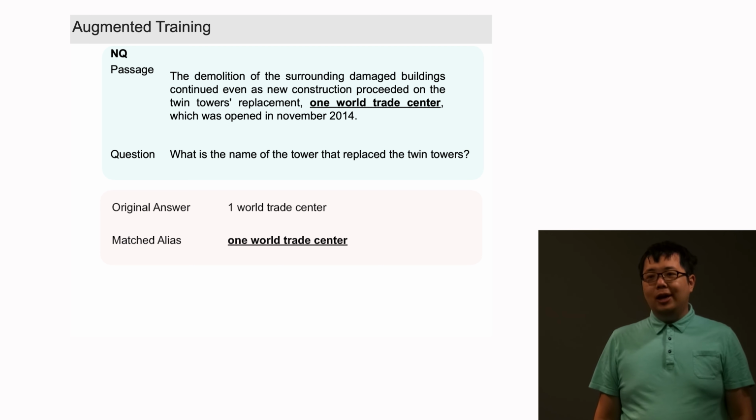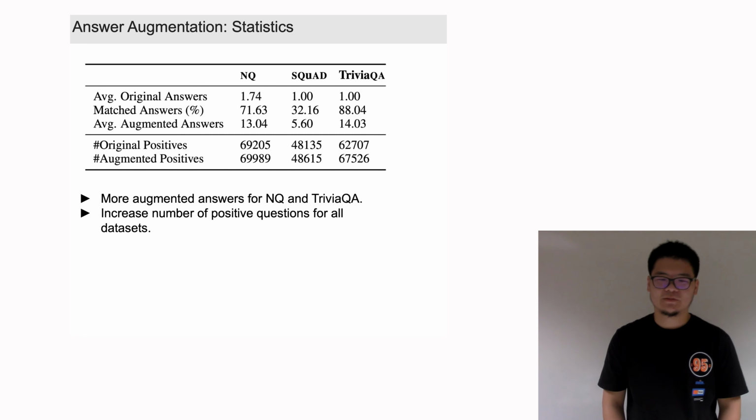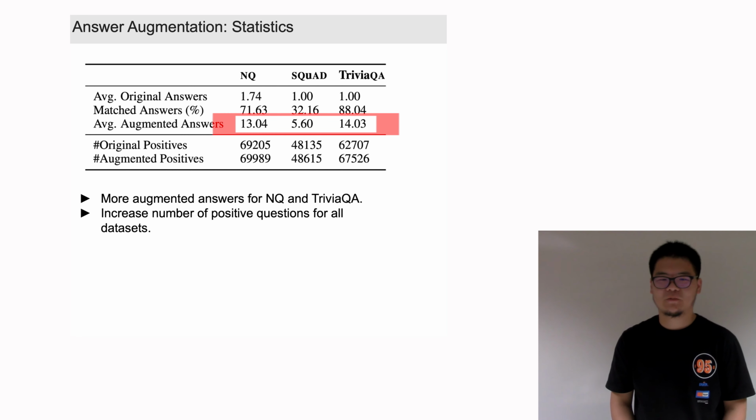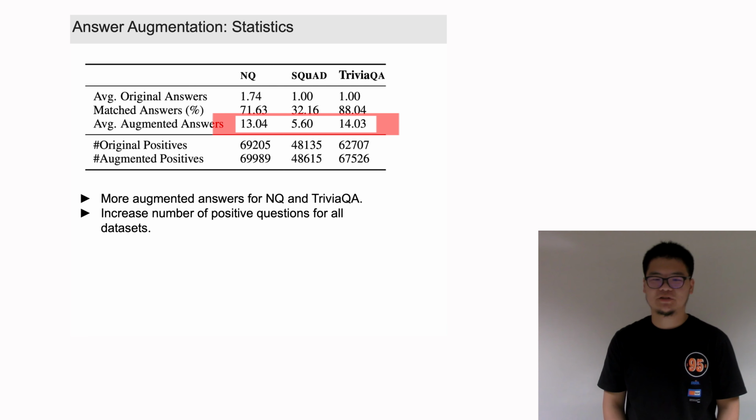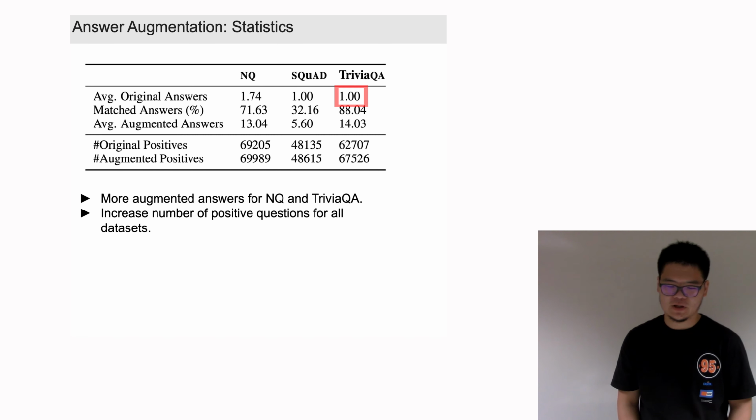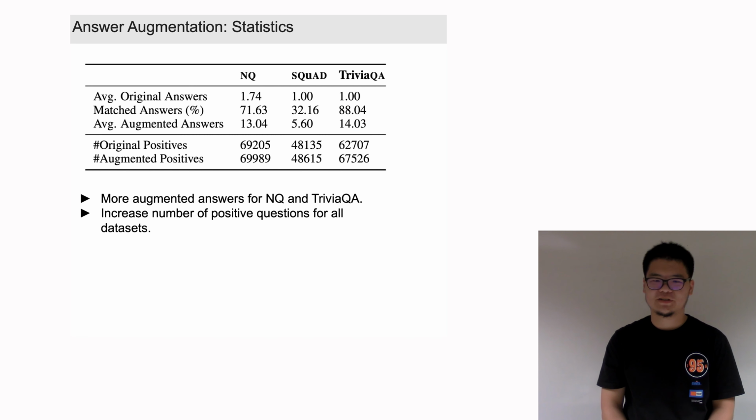Now let's see how it actually helps. First, let's see how many new answers we have. Quite a few more, especially on NQ and TriviaQA, where most answers are entities. On NQ, it increases from 1.74 to 13.04, and on TriviaQA, it increases from 1 to 14.03. And the number of positive questions also increases for all datasets.